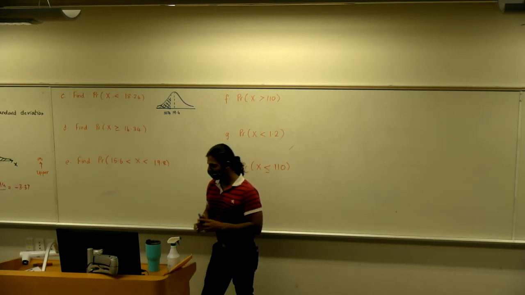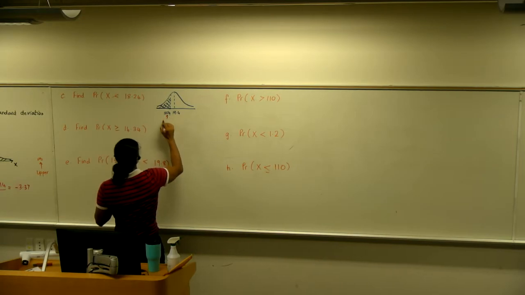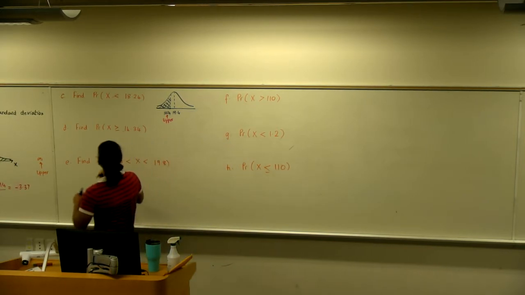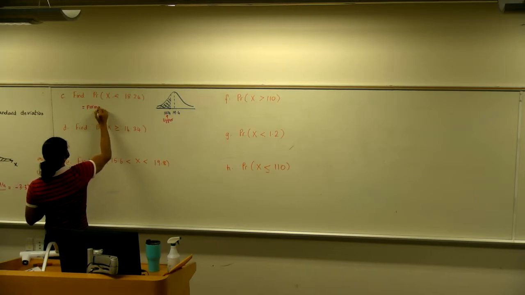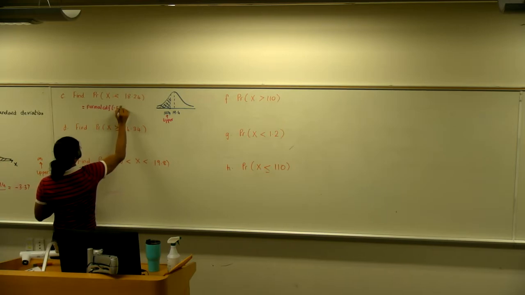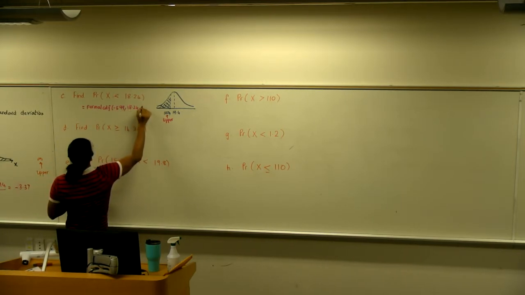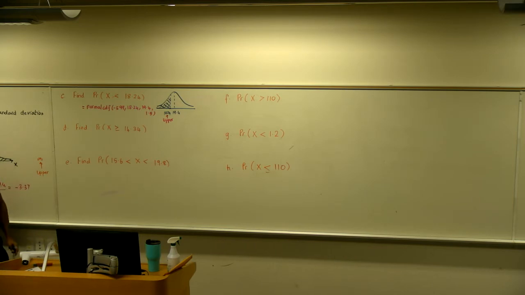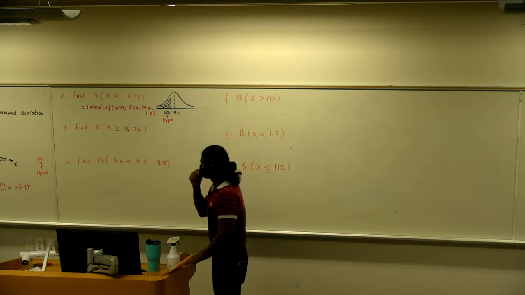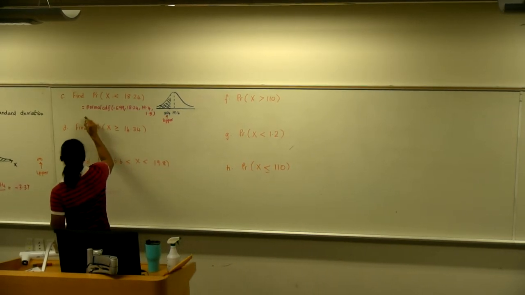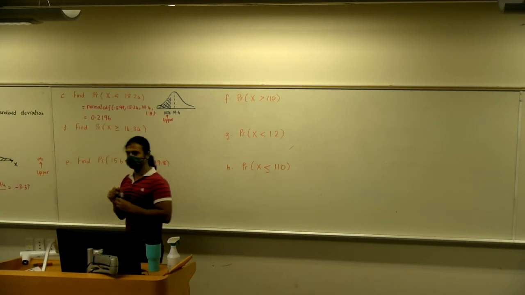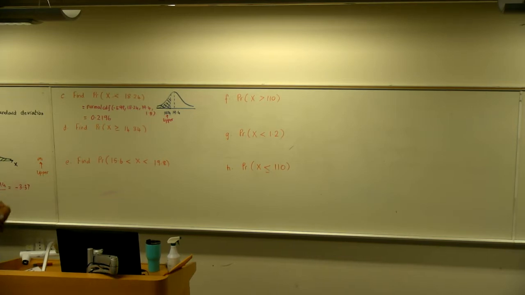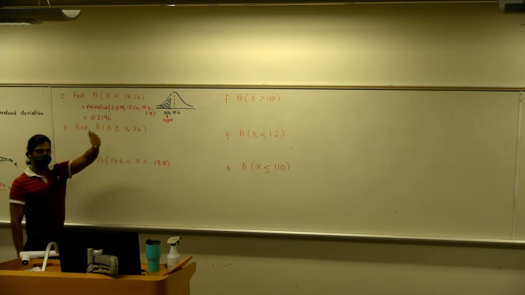What is the upper end point of the area? 18.24. And what is the lower boundary for the area? Negative infinity. So negative E99, 18.24, 19.4, and 1.5. What do we get? 0.2196. Did we get 0.2196? So there is a 21.96% chance that if I went and bought a turkey, its weight would be less than 18.24.